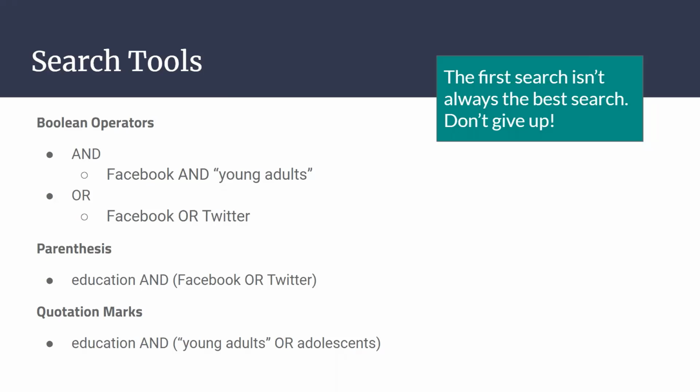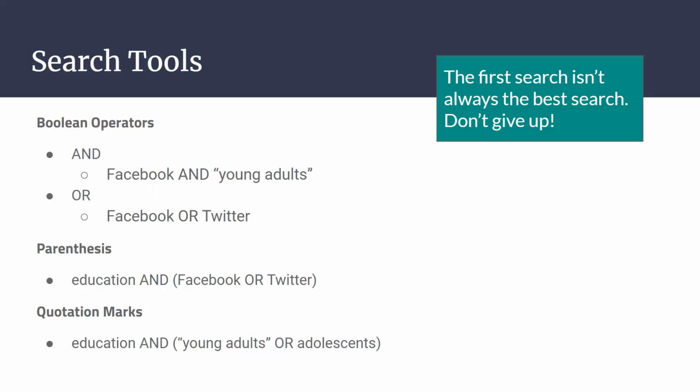If we're looking at or, that's going to open our search up a little bit, Facebook or Twitter. So some of the articles we look at will focus on Facebook and some will look at Twitter. Now, they might be in both, but really what we're telling the search when we look for or is that we want one or the other. They don't necessarily have to have both. So, and narrows, or expands.